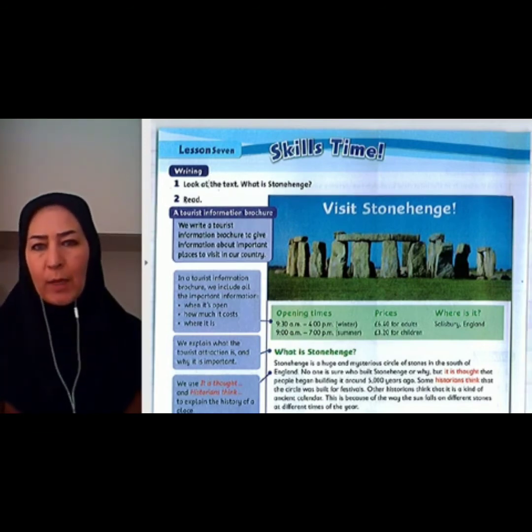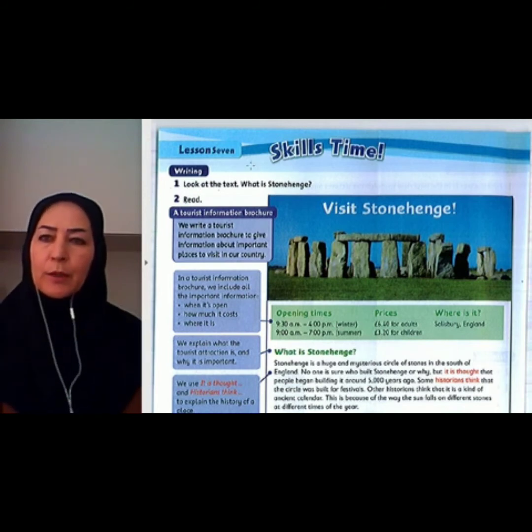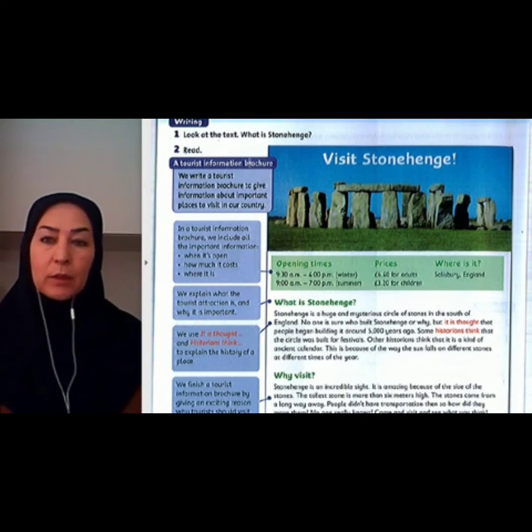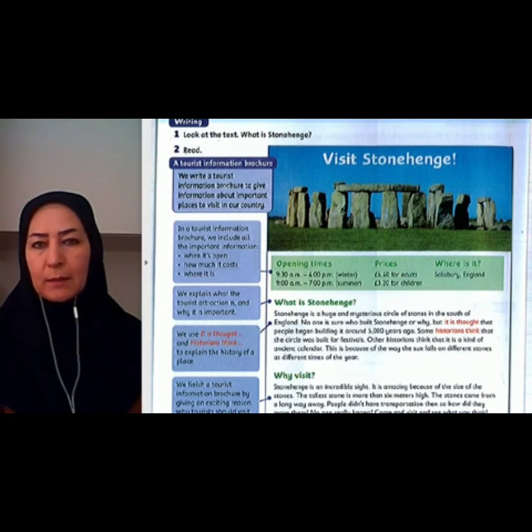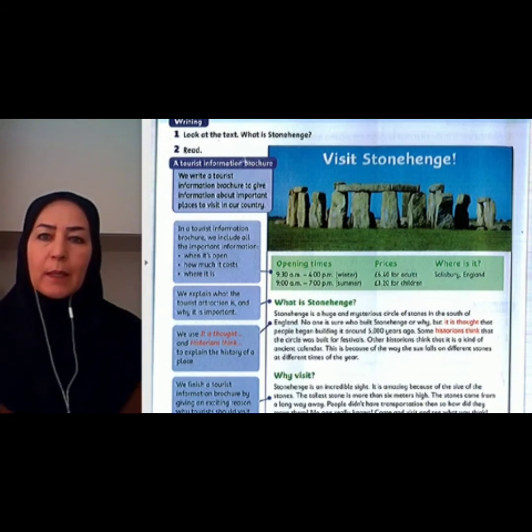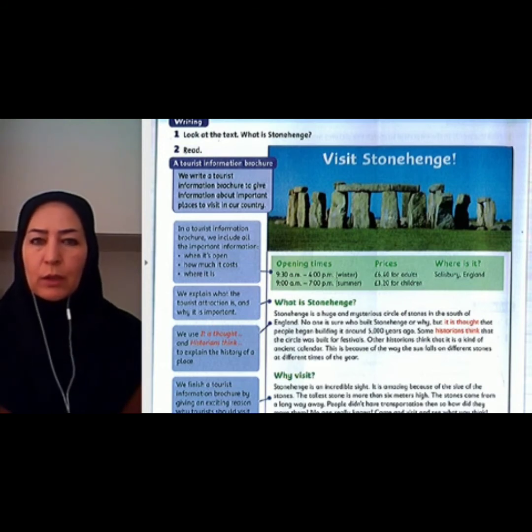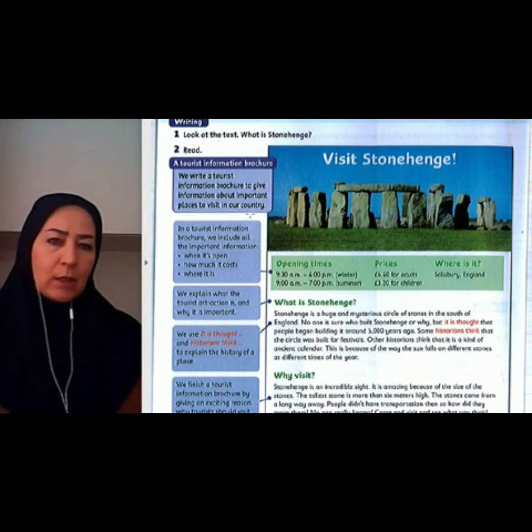Visit Stonehenge. In this part we're going to have a writing and we're going to learn how to write something. Well, this is the tourist information. So we're going to learn how to write tourist information from the beginning up to the end. First, a tourist information brochure should be like this. We write a tourist information brochure to give information about important places to visit in our country.